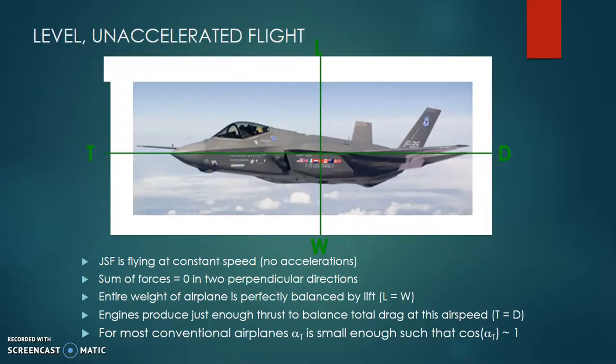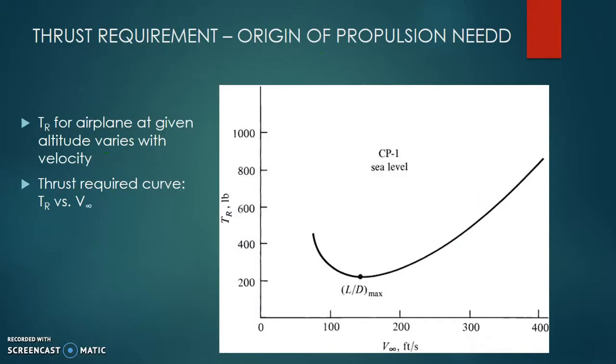So once we have understood this basic concept in the previous lecture, now let us look at this important graph. This graph is about L by D for various velocities versus the thrust.